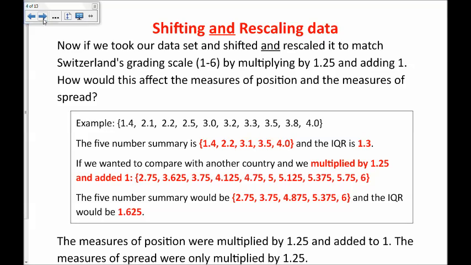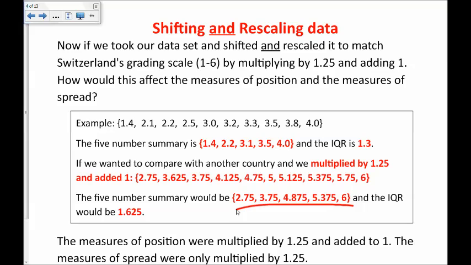Okay, now to kind of put these two ideas together about shifting and rescaling at the same time. Okay, this is the level of question that is on the AP exam. If we took our data set and shifted and rescaled it to match Switzerland's grading scale, a 1 to 6 grading scale, by multiplying by 1.25 and adding 1, how would this affect the measures of position and the measures of spread?